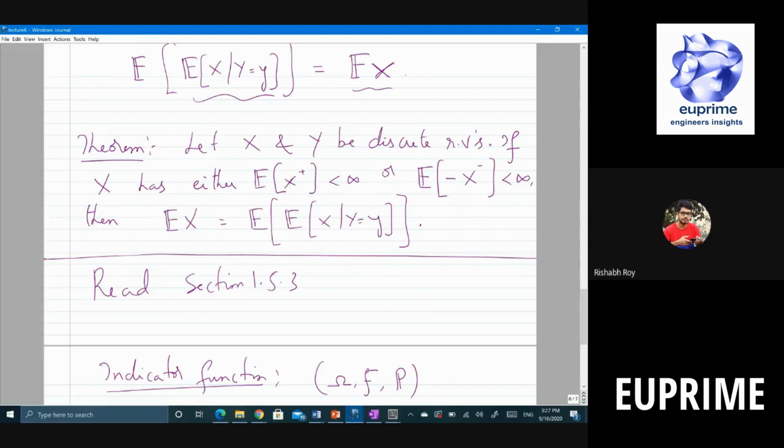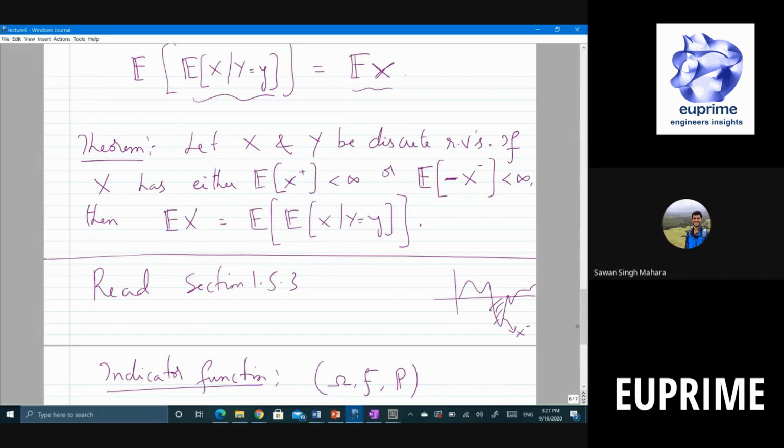Should both be finite? One of them should be finite. Shouldn't expectation of minus x minus be greater than minus infinity? x minus is the minimum of x comma 0, right? Whenever x is negative, we'll take that, otherwise we'll put 0. But I'm taking the negative, right? Negative of negative is positive. I want that to be finite. Okay, got it.